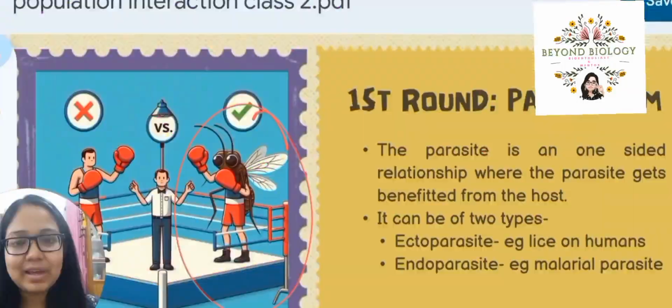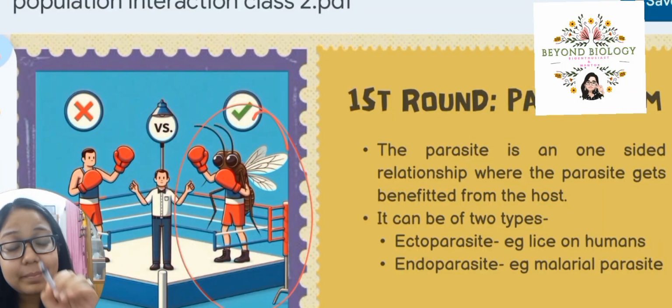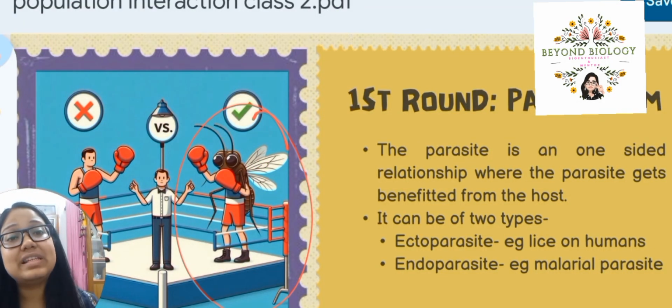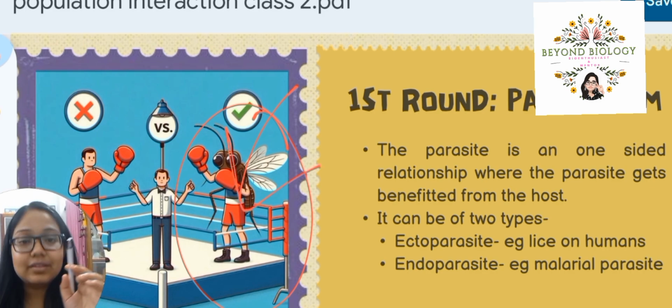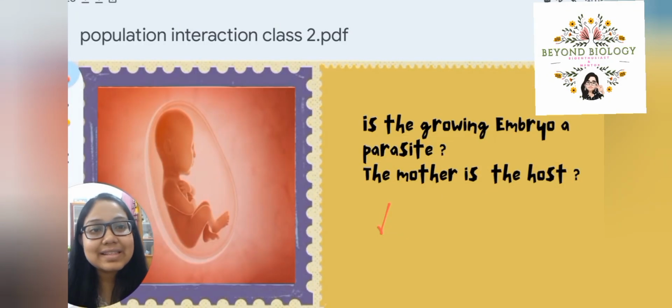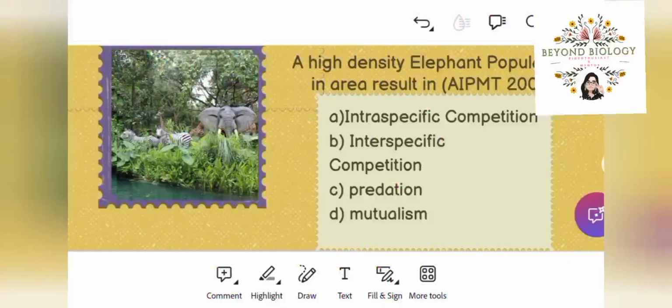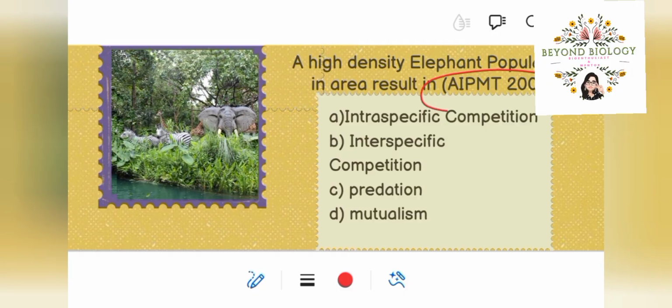Mosquito is not the parasite, it is the malarial protozoa which is present inside the mosquito, that is the actual parasite. And so the question is, the growing embryo, the fetus or the unborn baby within the womb of the mother, is it a parasite? Really? Question is, high density of elephant population in an area result in. So this question, this came in the year 2007.